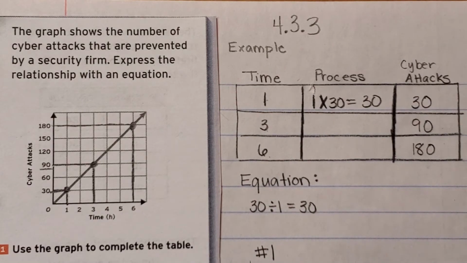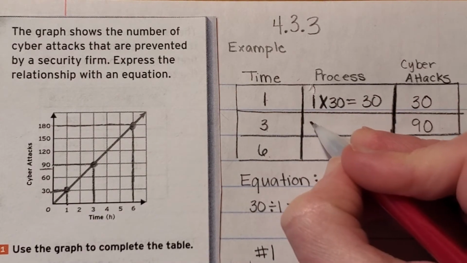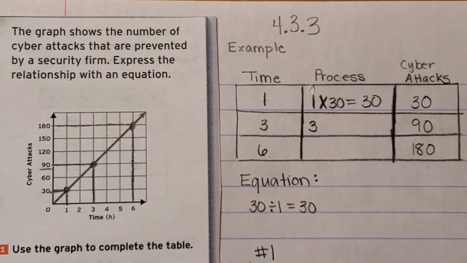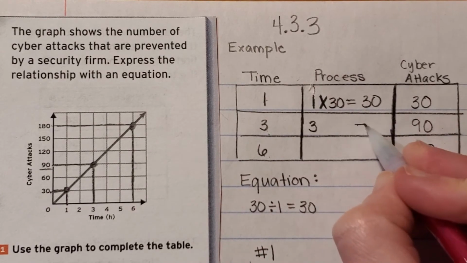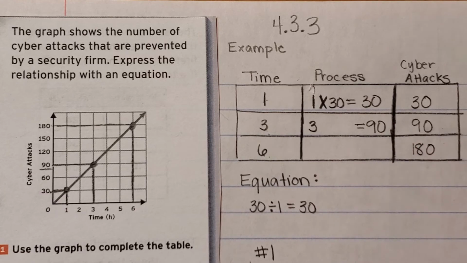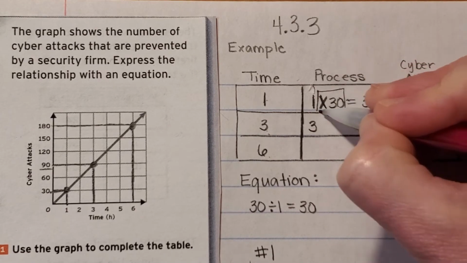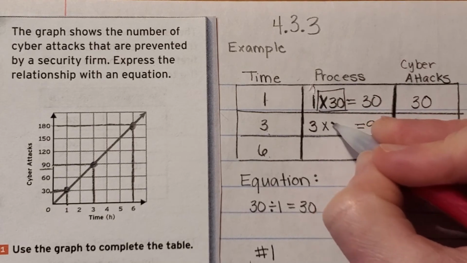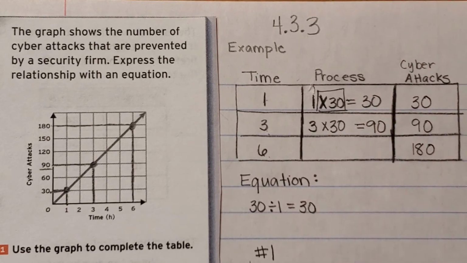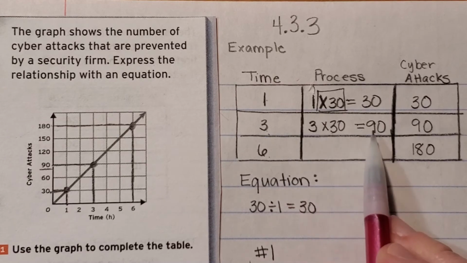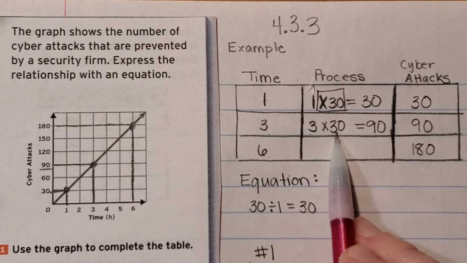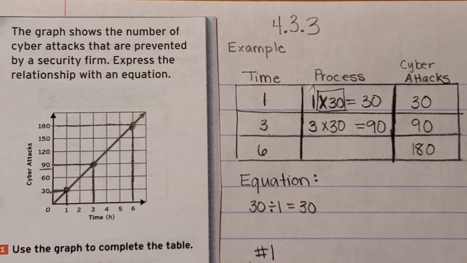Let's look at 3. We want to remember to do the same process. I'm starting with 3. I'm ending with 90. I should do the same process that I did before, which was times 30. So I'm going to try that. 3 times 30. Is that equal to 90? Go ahead and plug that into your calculator. I know 3 times 3 is 9, so 3 times 30 is equal to 90.